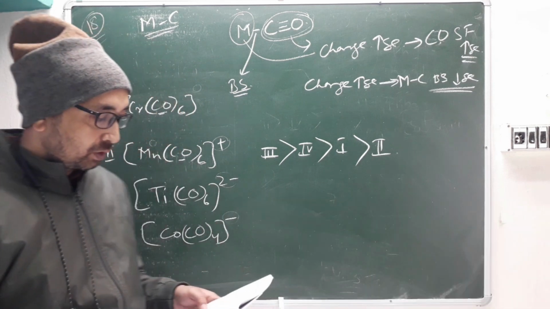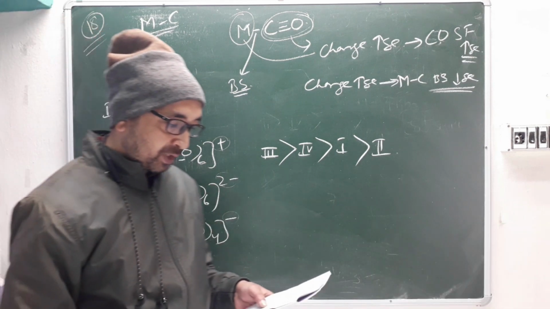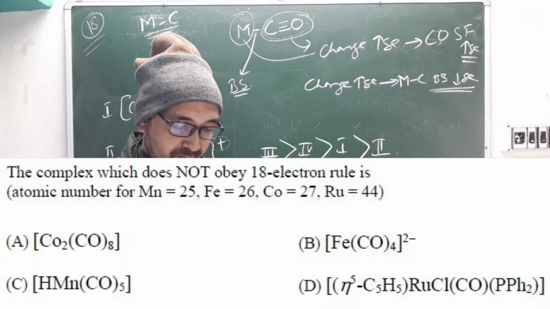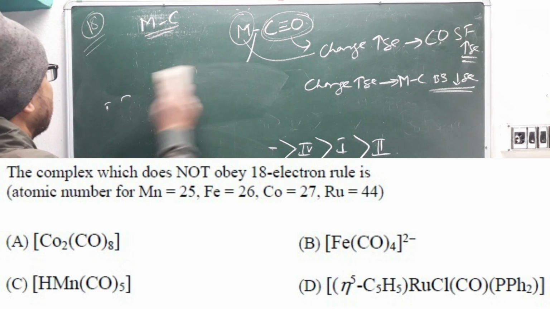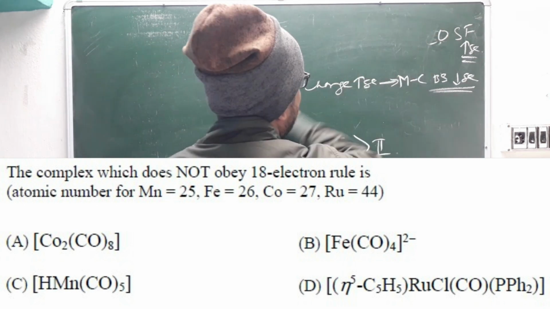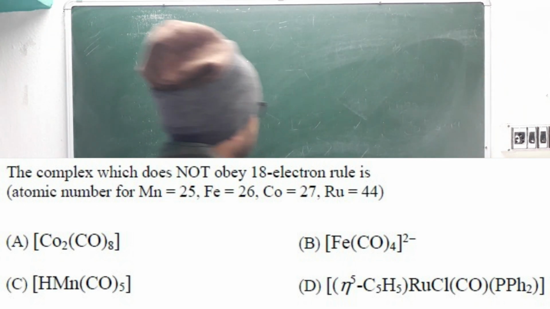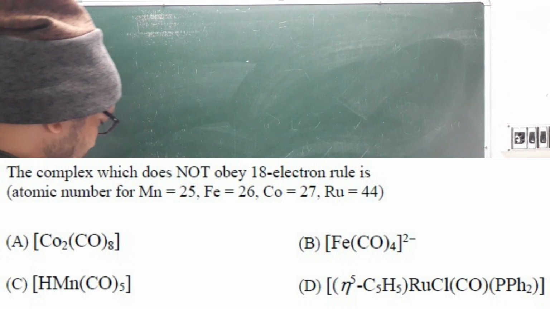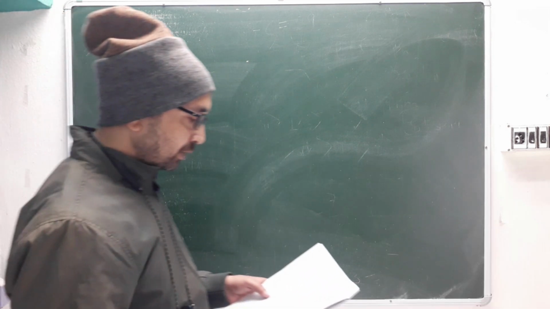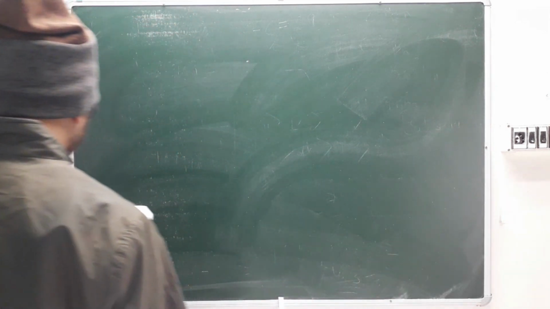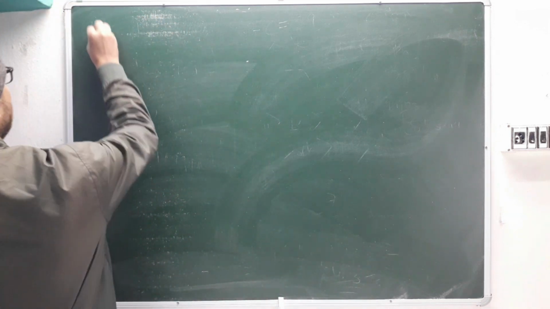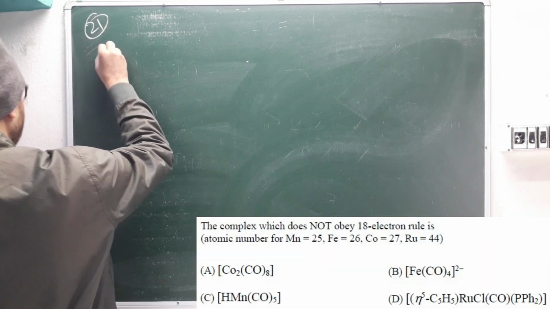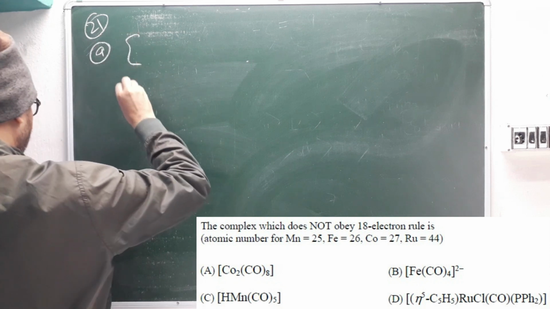Okay, so moving forward to the next question, question number 21, right? From the same year, let's see what they are asking. Question number 21. You can see the question on the screen, right? The complex which doesn't obey 18 electron rule, correct? Which one is not obeying the 18 electron rule, that you have to find out. So for that you have to find it out for all.